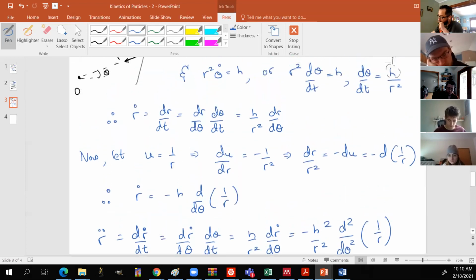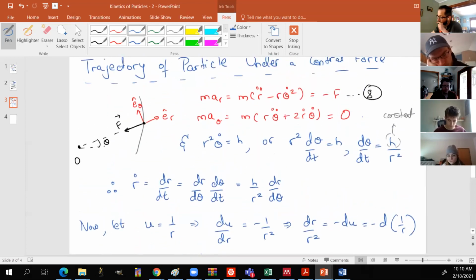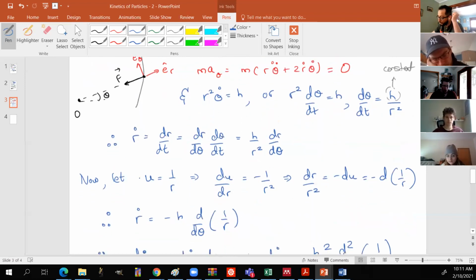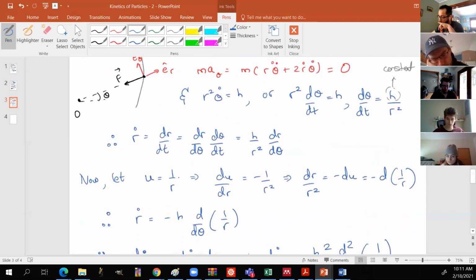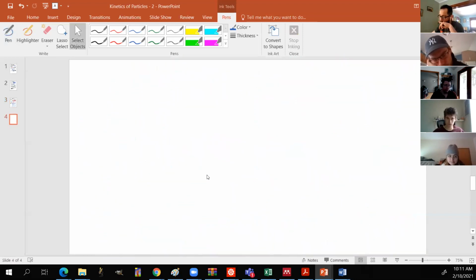So now what we do is go back to these Newton's second law equations that we've written up here in terms of a_r and a_theta, and you plug in for your r dot and r double dot, and also use this quantity u that we defined, and what you end up with.